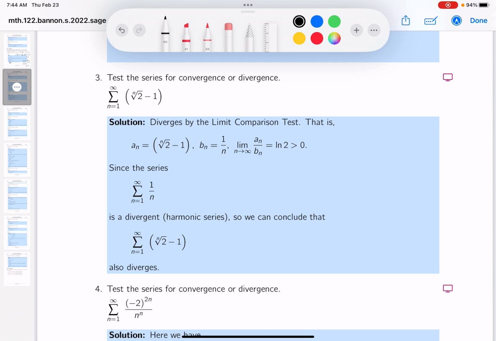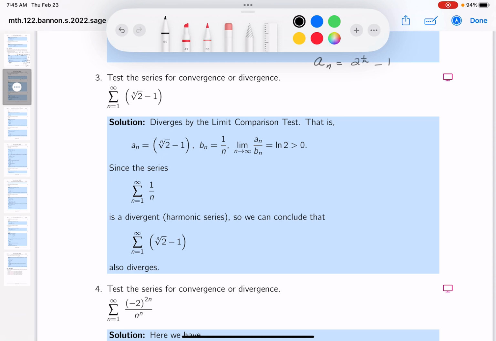One thing I'd like to do is just talk about what a_n is. I'll write it down for you. This is the nth root of 2 minus 1, so 2 to the 1 over n minus 1. And I need a comparison for it. Before I do that, I want to make sure that this is a positive term series. And as n gets large, it does go towards 1, but from the top of it, it's going to be a positive term series.